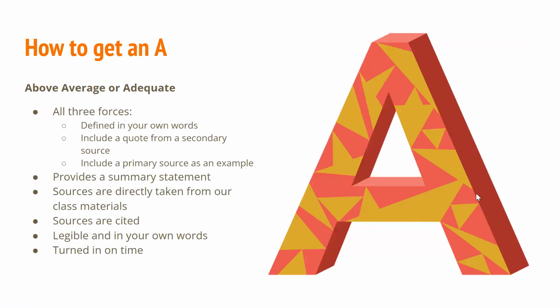How to get an A. So getting an A means you did it perfectly or almost perfectly. That means you did all of it as required. You identified and defined each of the 3 forces. You included a quote from a secondary source. You included a primary source as an example or an illustration. You summarized. You used appropriate sources. You cite your sources.